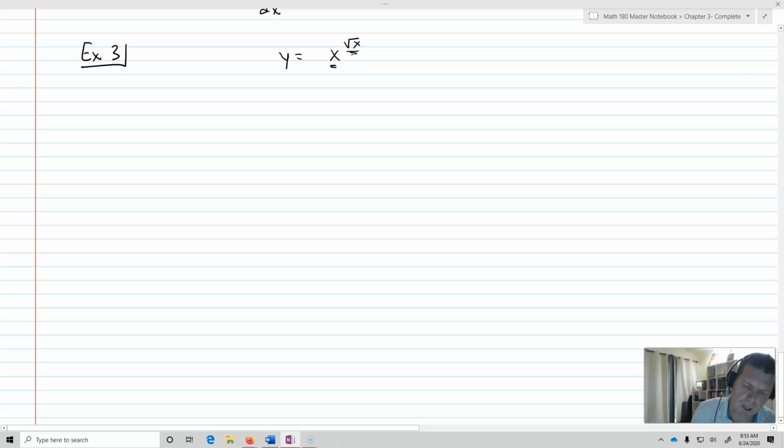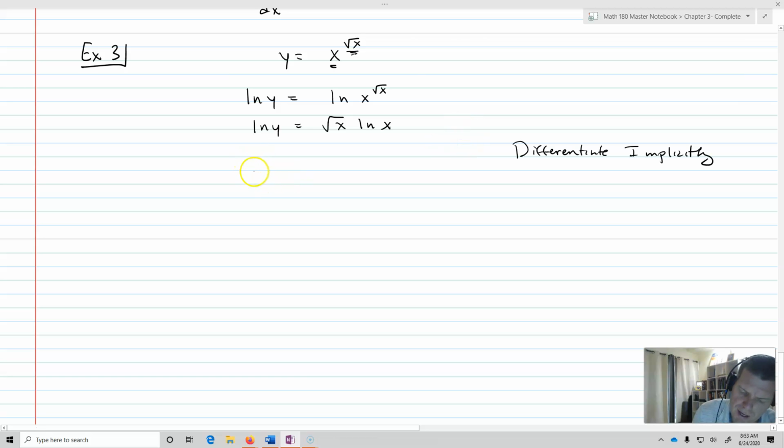So what I'll do now is take the natural log of both sides, which gives the natural log of x to the square root of x. Using the laws of logarithms, I get ln of y equals the square root of x times ln of x. Now when I differentiate implicitly, I get 1 over y dy dx equals, and now I've got to use the product rule.